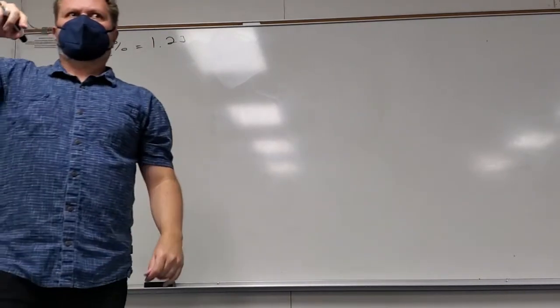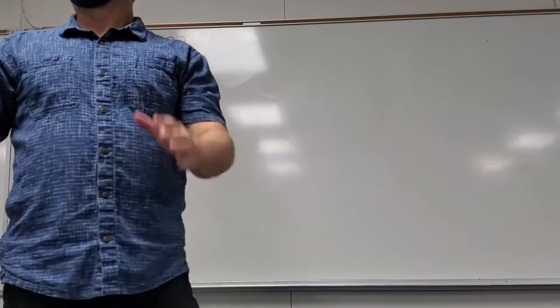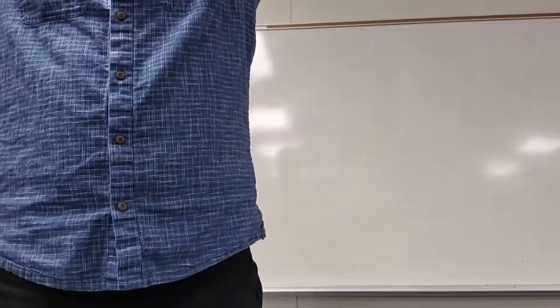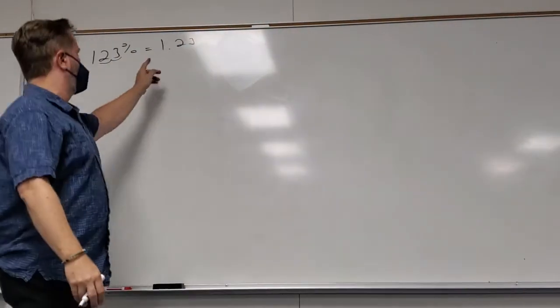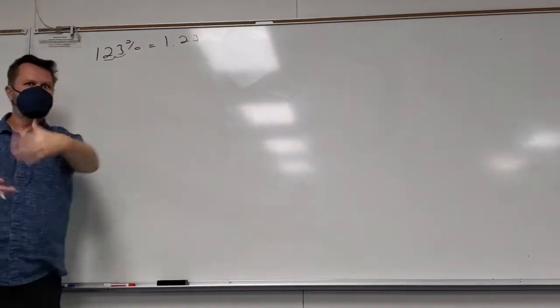123% of something. Is that more or less than a whole thing? More. So wouldn't it be one whole thing and something left over, right? So that's why it makes sense that it's one whole thing and 23 hundredths of a thing.